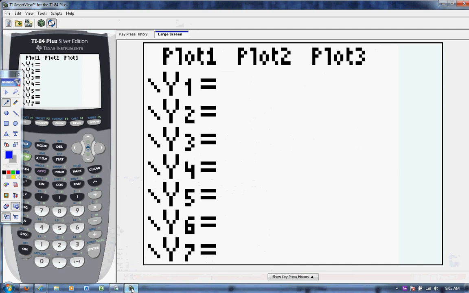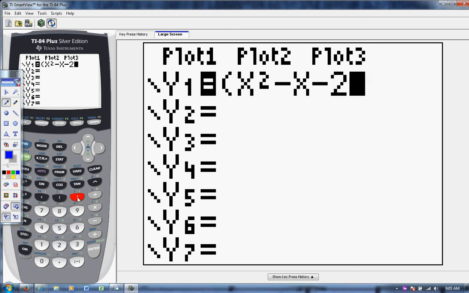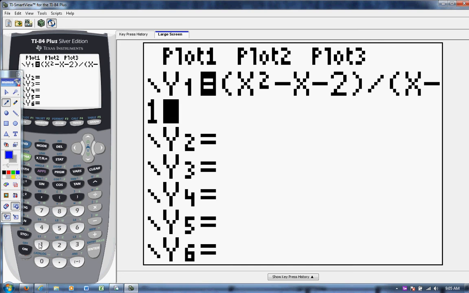So we're going to put our function in. Make sure that you use parentheses for the top and bottom. So my function is x squared minus x minus 2, that's my numerator, divided by my denominator in parentheses, which is x minus 1.